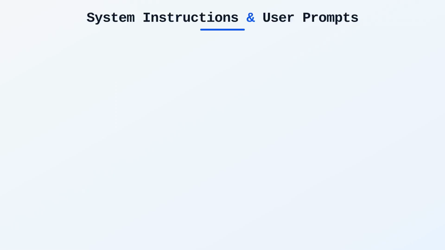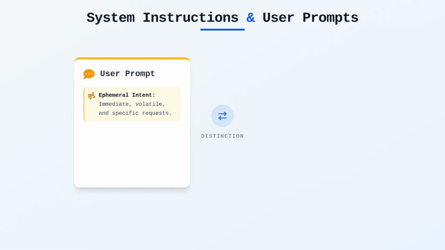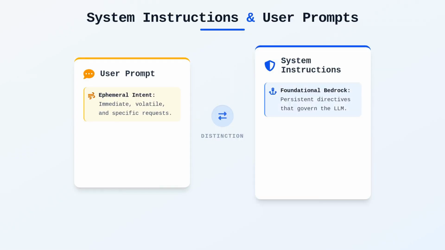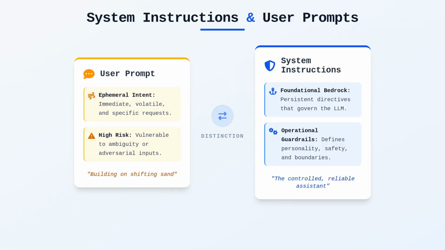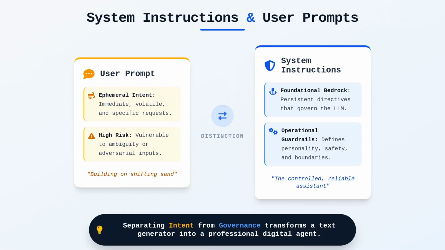System instructions serve as the foundational bedrock that exists outside the volatile stream of user queries. While a user prompt represents an ephemeral intent, a system instruction is a persistent directive that governs the agent's personality, safety constraints, and operational boundaries. By separating these concerns, we ensure that the model remains within a defined scope regardless of the adversarial or ambiguous nature of individual requests. This architectural distinction is not merely academic. It is the difference between a loose text generator and a controlled, reliable digital assistant.